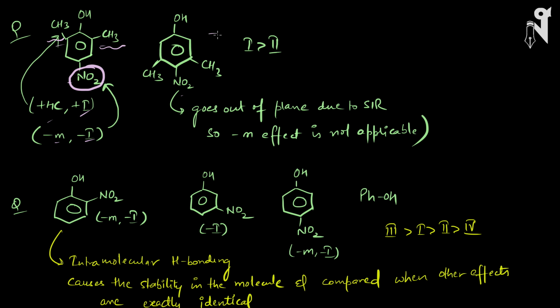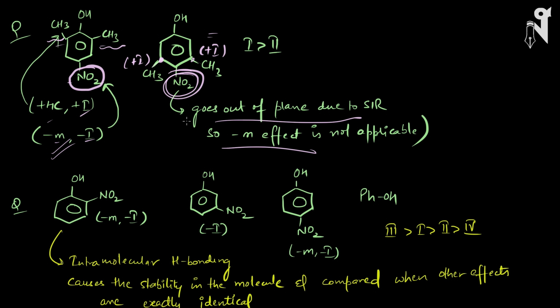Whereas look at the second compound here. For the CH3s over here, which are on the meta position, it's only plus I which is working, no hyperconjugation. As well as for this NO2, which was implementing its minus M effect, that will not be applicable. Why? Because NO2 will go out of the plane due to SIR, steric inhibition of resonance, and hence will have no withdrawing impact. It will be only minus I which will be working by NO2, no minus M. So 2 plus I, 1 minus I.